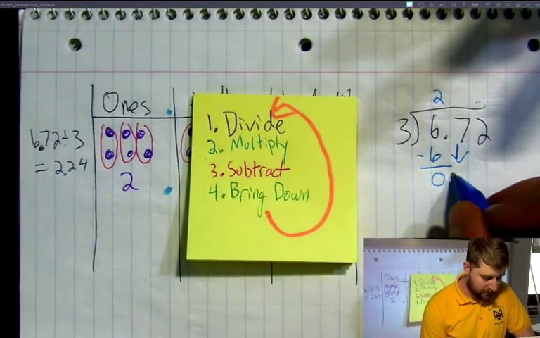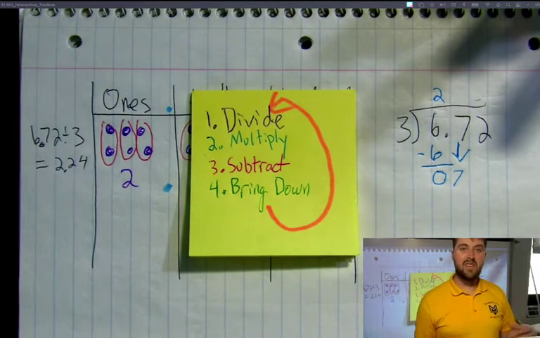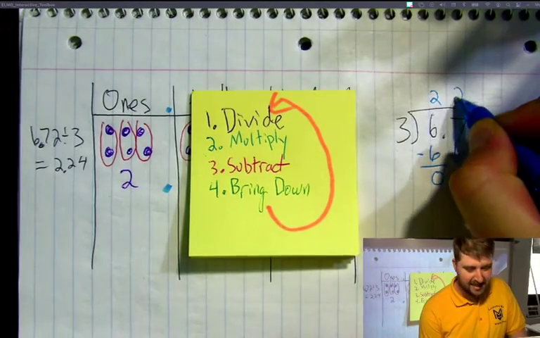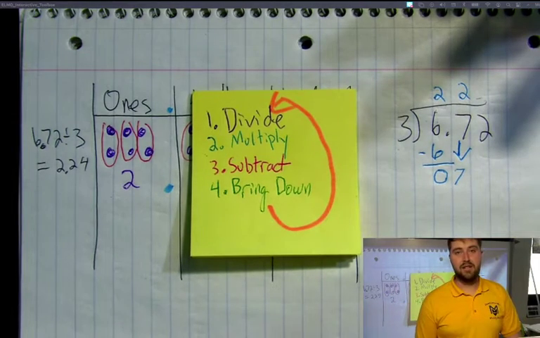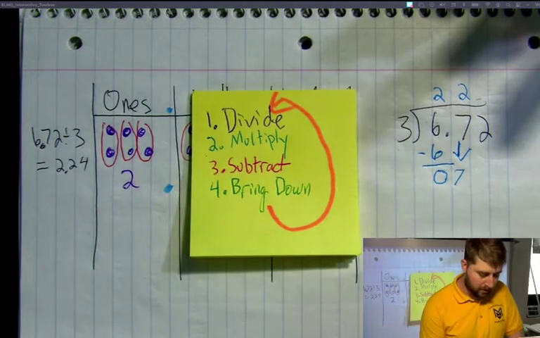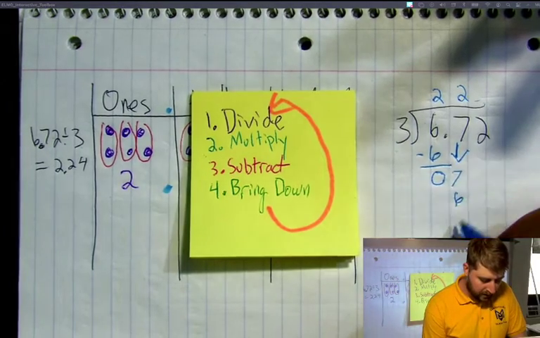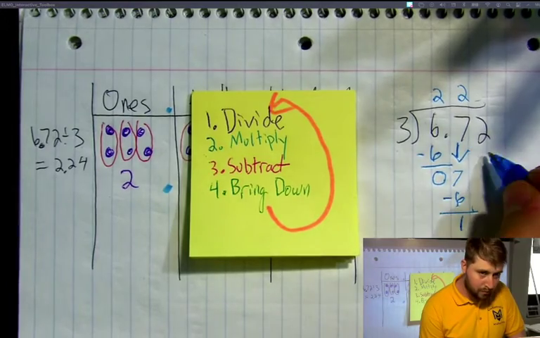Our 7. Then we go back to the top, start all over again. We are going to do 7 divided by 3. 7 divided by 3 is 2, because that's as close as we can get without going over. Feel free to use your multiplication chart if you want to as you go through this. Then we will multiply. 2 times 3 is 6. Goes under the 7. Then we subtract. 7 minus 6 is 1. Fourth step is to bring down.